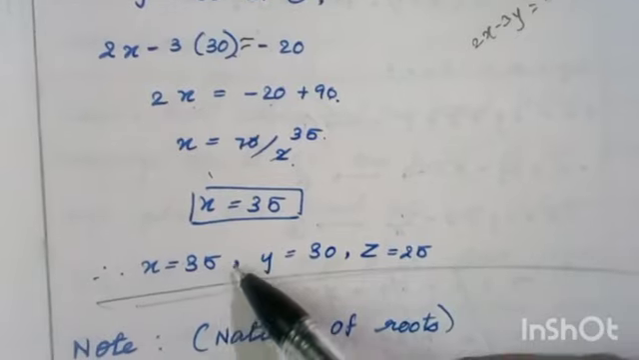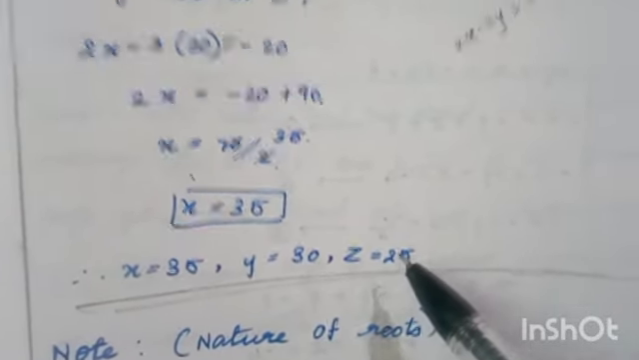The values: x is equal to 35, y equal to 30, z equal to 25.